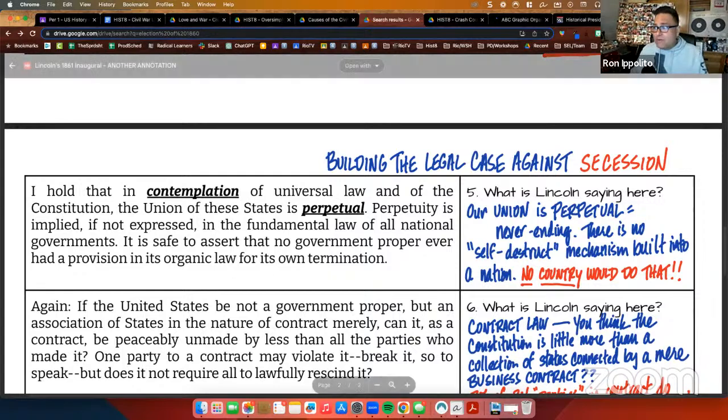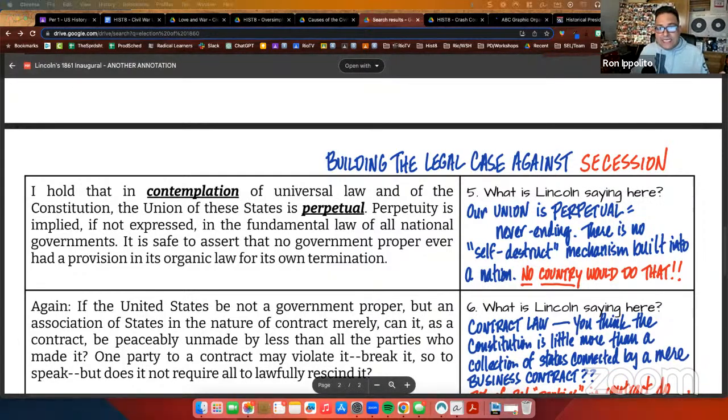But again, it was that idea of Lincoln saying that there is no self-destruct button built into the Constitution. There is no reasonable expectation. Why would the founders of the Constitution, by the way, James Madison, a slaveholder and a Southerner, was the author of most of the Constitution. He didn't build in a self-destruct button, right?